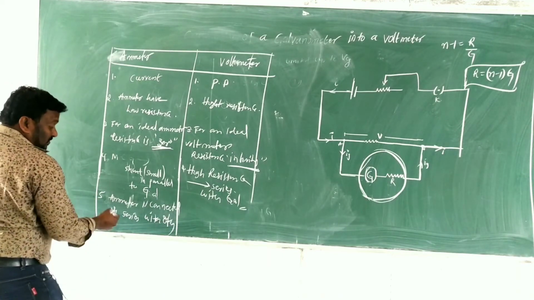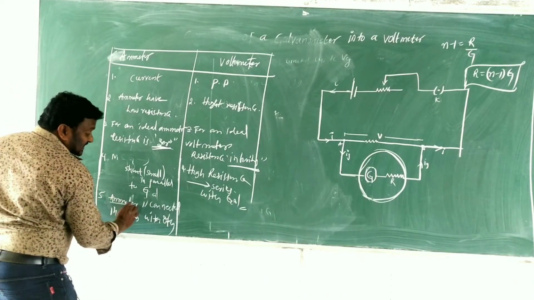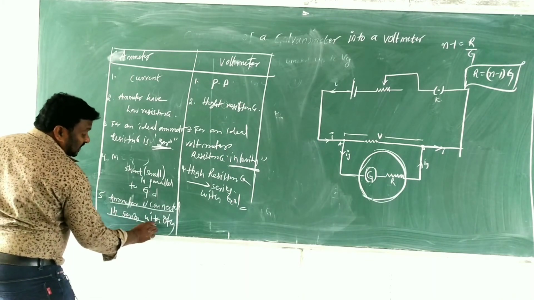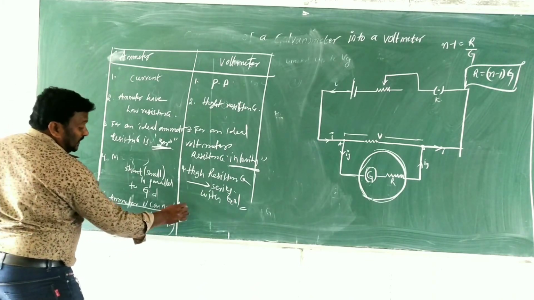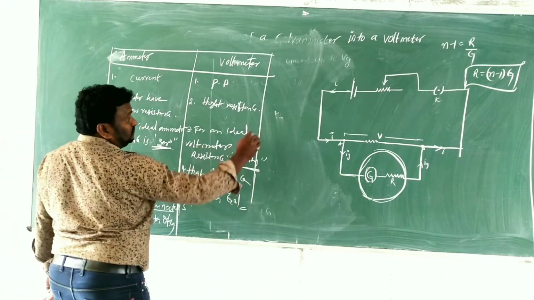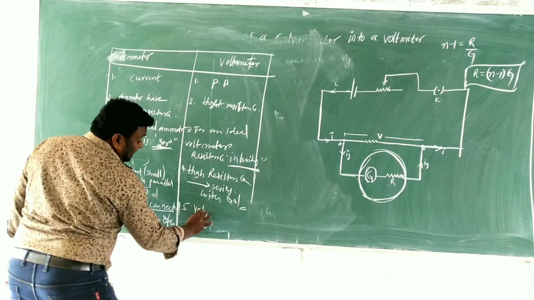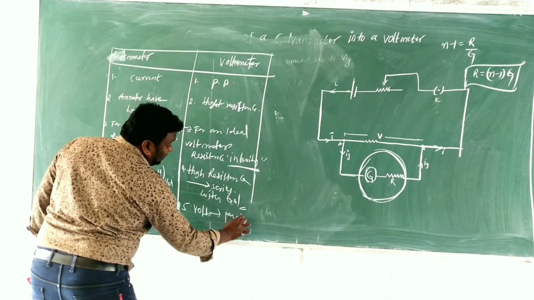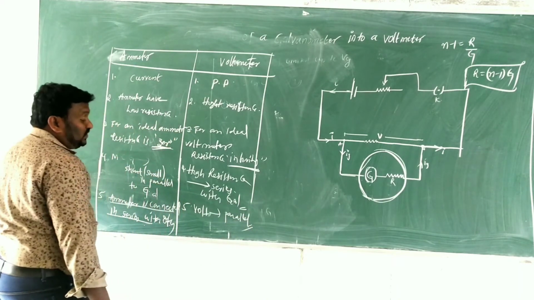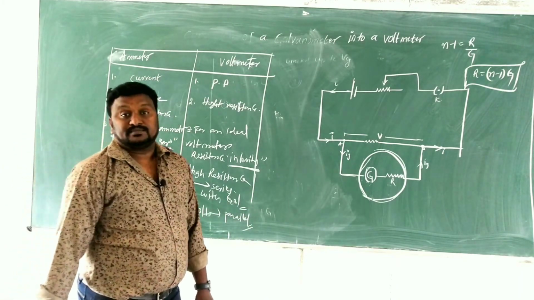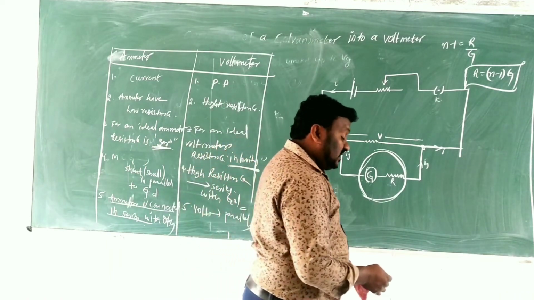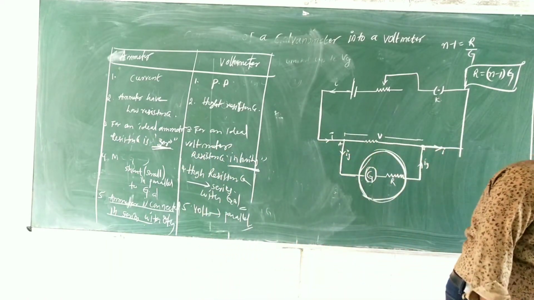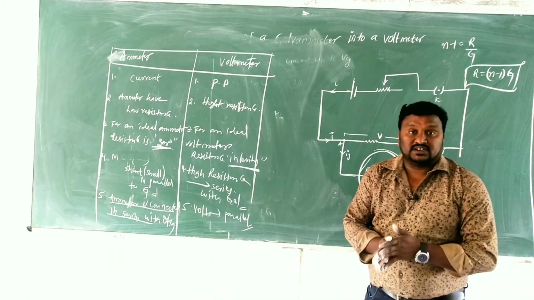Children, got my point? Ammeter is connected in series with the other components in the circuit. And in this case, voltmeter is connected in parallel. Voltmeter is connected in parallel to the other components in the circuit. So children, these are the main differences between the ammeter and voltmeter.